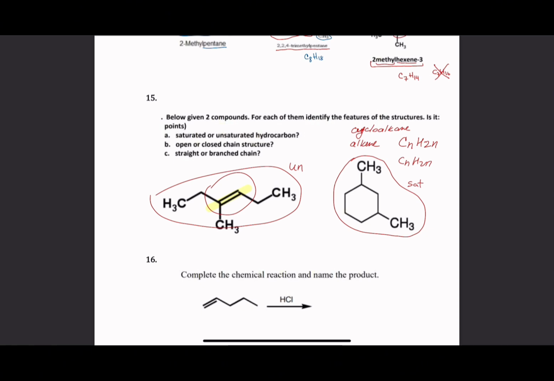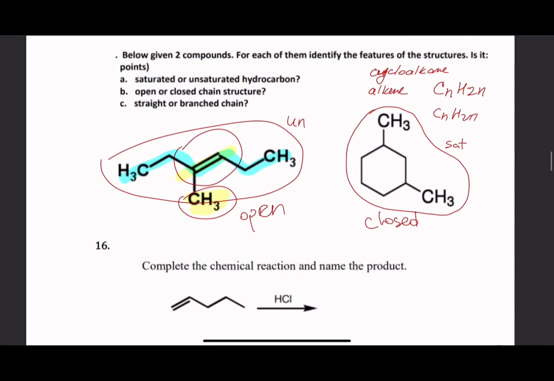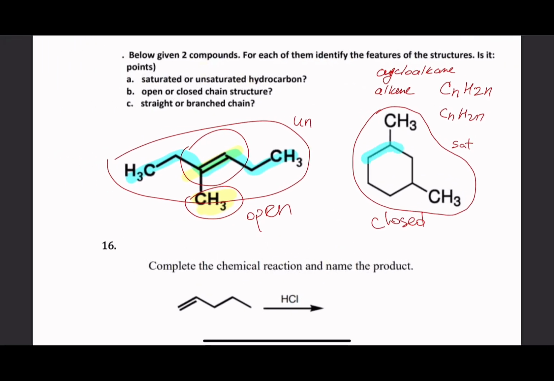Open or closed chain structure. So this one is open, as you see. This one is closed. Straight or branched. In here, I can see the branch for this one. The main chain is this, so the methyl in here is the branch. In here we can see that this is a closed chain, which is the main chain, while these methyls in here are the branches. So they are both branched.